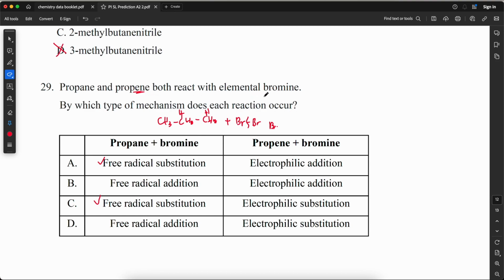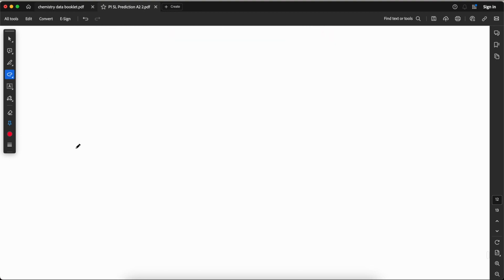Now propene. Propene has a double bond, CH2, CH2, and then CH3. When it reacts with bromine, it will add one Br here and then one Br here. So it is an electrophilic addition. Therefore, the answer is A.